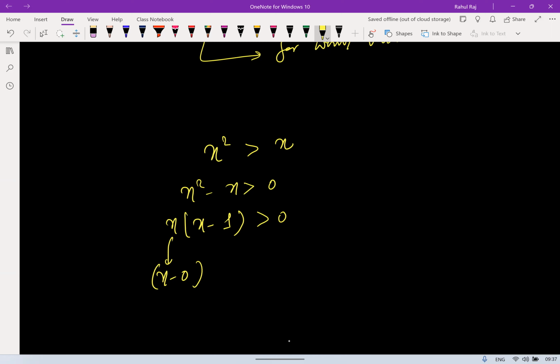But why do you need to do that? I'll just tell you, so that you understand this properly. x minus 0 into x minus 1 greater than 0.